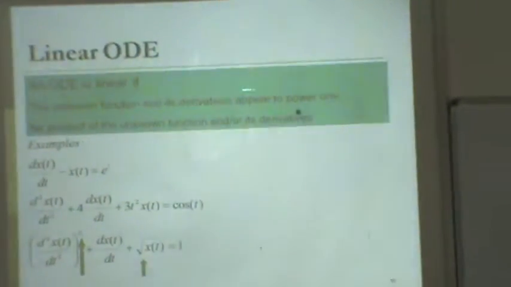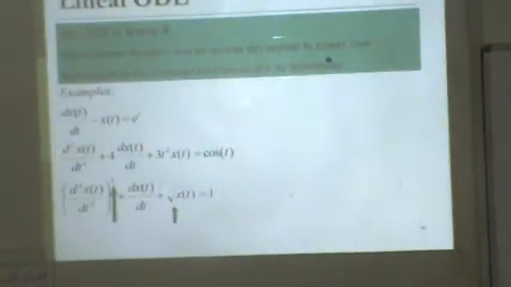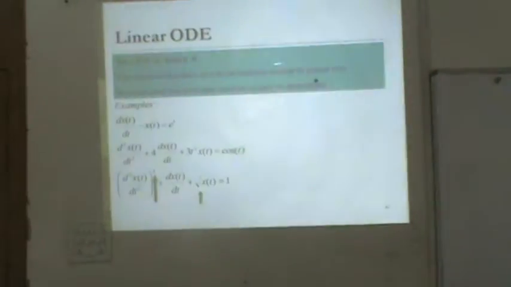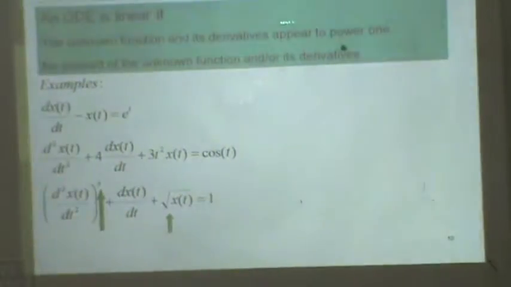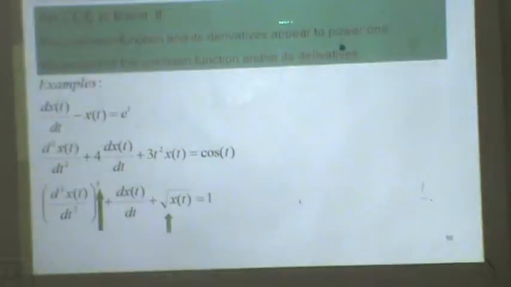So these are the examples. Look at the first example, dx by dt minus x of t is equal to e raised to t. It is a first order, first degree differential equation, and it is a linear differential equation, popularly known as LDE. Look at the second example, it is a second order, first degree differential equation. It is also a linear differential equation. But look at the third example, you will find it is a second order and third degree differential equation, and hence it is not a linear differential equation.